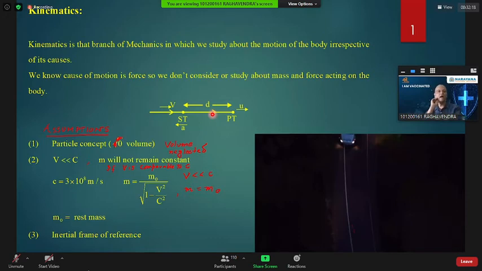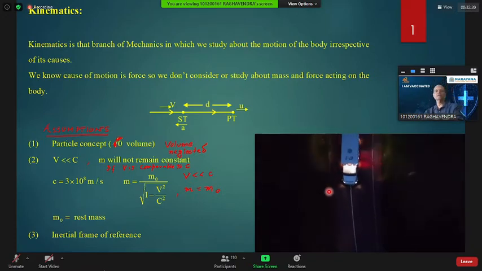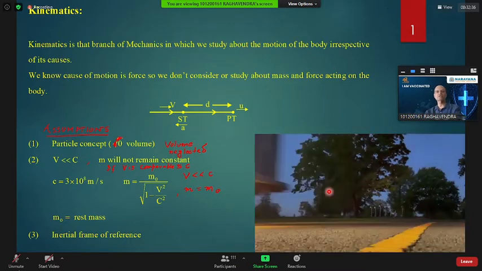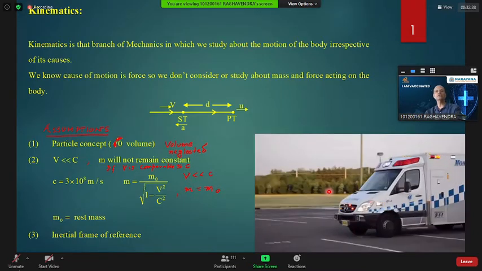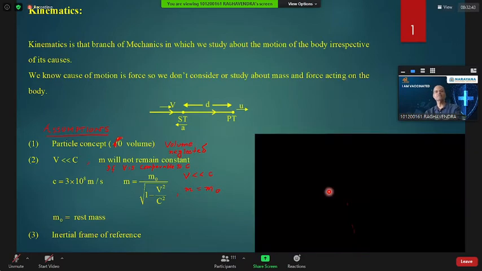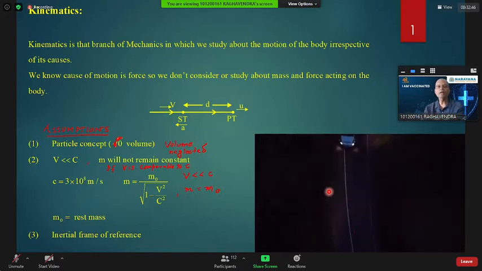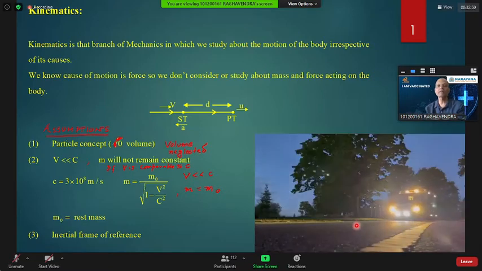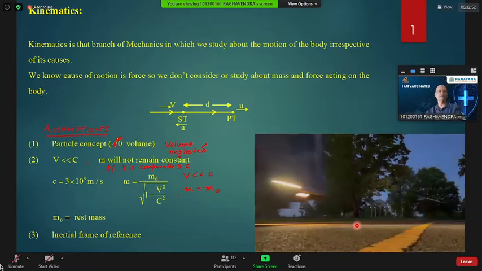So first, I have written the assumptions. The first assumption is the concept of a particle. You see, such a big van is moving. But if you want to apply the kinematics you are studying, you'll have to neglect the entire dimension of the system. You'll have to consider this van just as a particle. And see, it is moving along a straight line path.